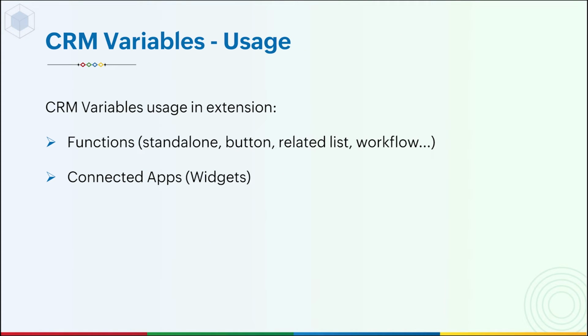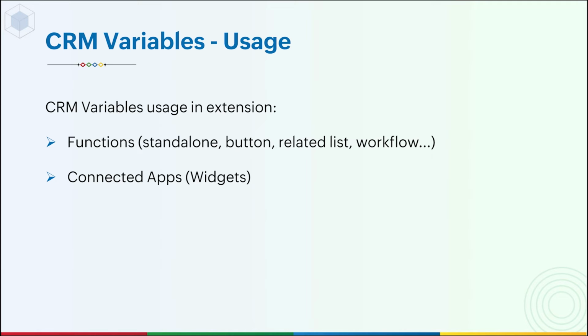So CRM variables can be majorly incorporated in two extension components. One is functions and the other is connected apps, also called widgets. You could be creating functions in order to perform some logical functionalities as part of your extension, right? So let it be a standalone function or a function which is associated with your related list, workflow, or a button. In any function that you're creating as part of an extension, you can access this CRM variable in order to perform your extension functionalities.